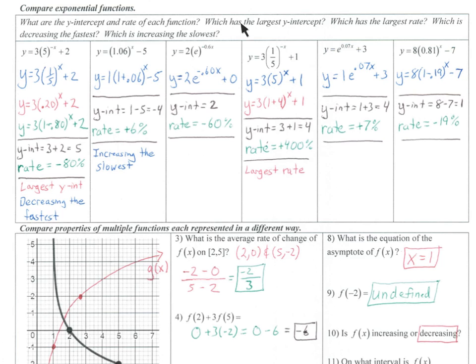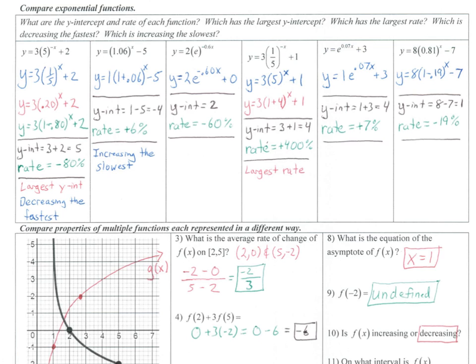So my questions are, what is the largest y-intercept? You just simply look at them all. The largest, 5, negative 4, 2, 4, 4, 1. There it is, the largest y-intercept. Which has the largest rate? Well, just look at all the rates. Okay, boom, boom, boom, boom, boom. The largest is right here, 400%.